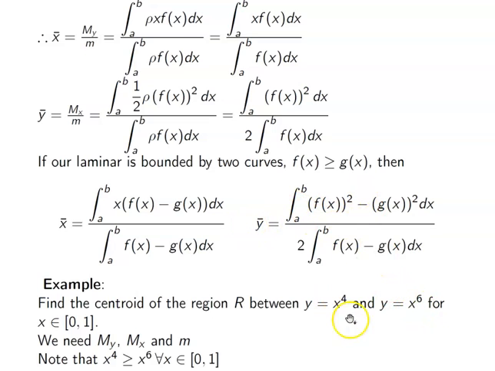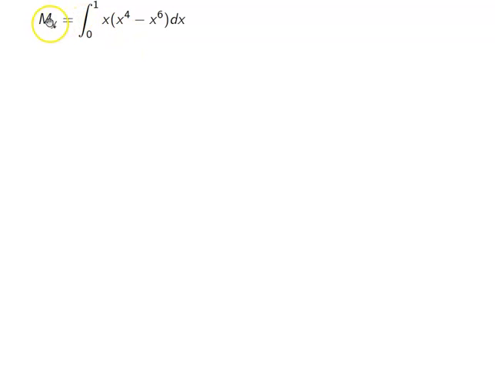For y bar, I'll square this one, I'll square this one, and I'll find the difference, and then I will go ahead and find the integral. Okay. So let's go ahead and do this. So we're just plugging everything in. X fourth was my f function. X to the sixth was my g function.